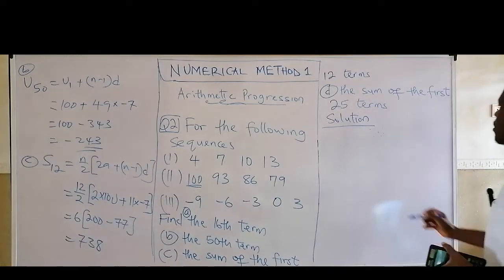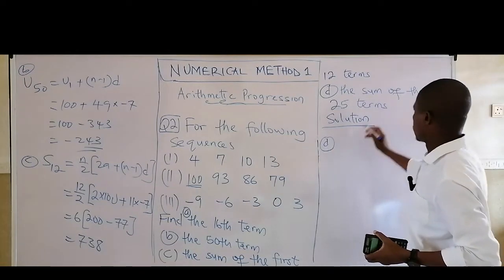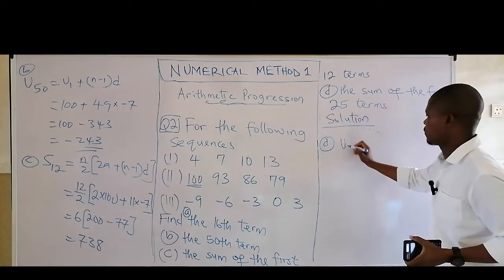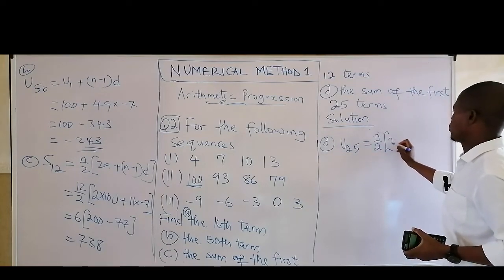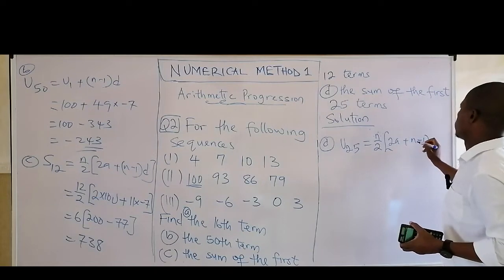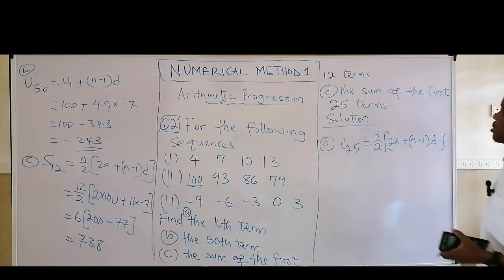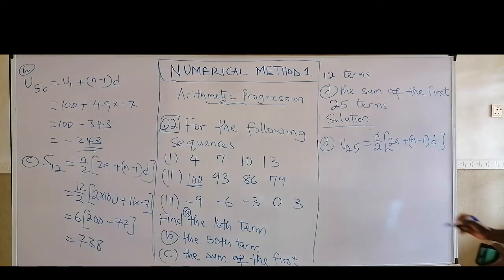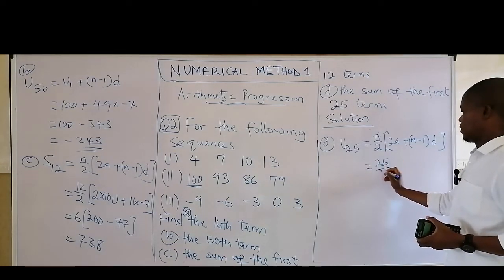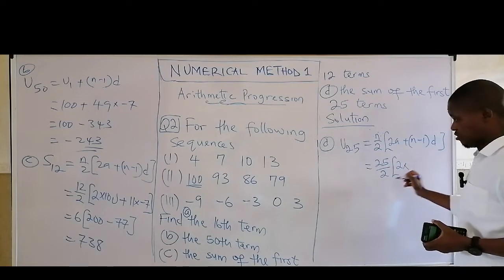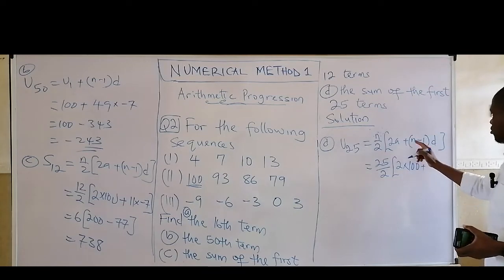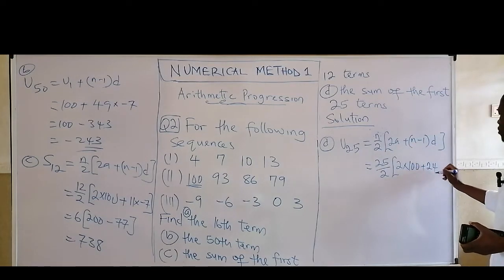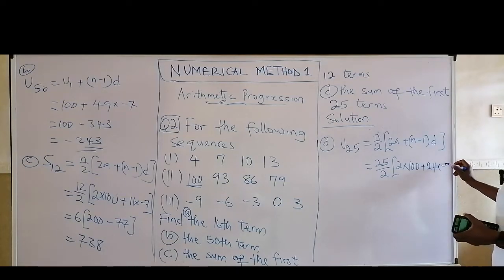Okay. D part. Sum of the first 25 terms, that is S25, equal to n over 2 into bracket 2a plus n minus 1 bracket d. Okay. My n is 25 over 2 into bracket 2 times a, a is 100. In this case, a is 100. And then my n is plus 25 minus 1, that's 24, times my d. My d is what? My d is minus 7.